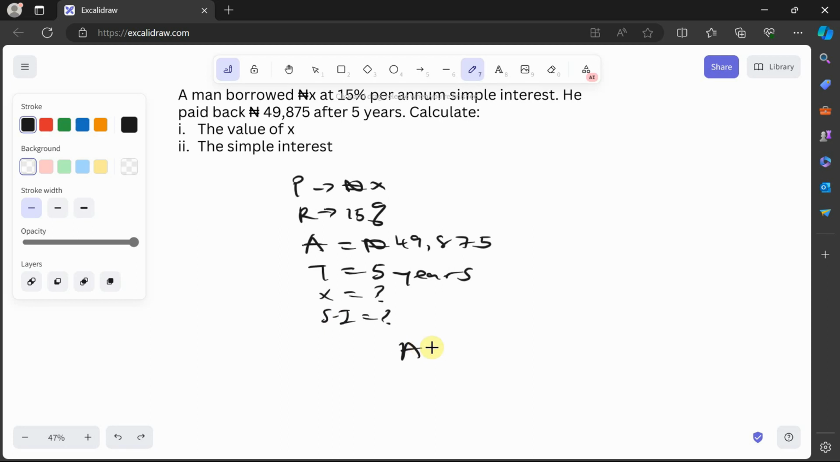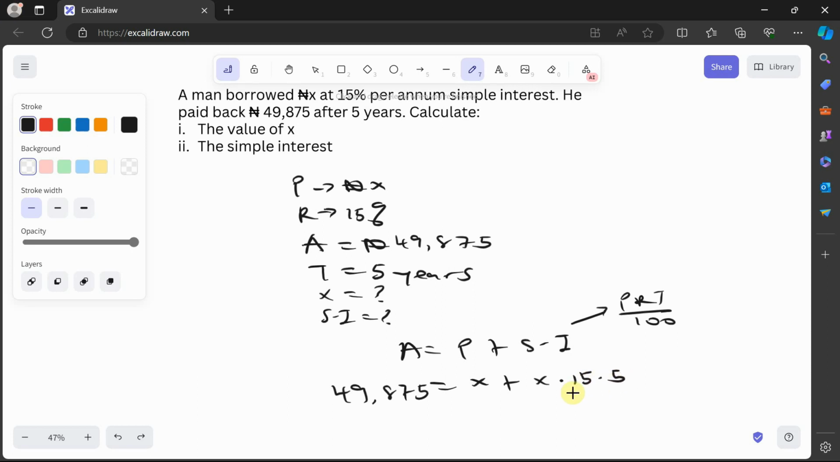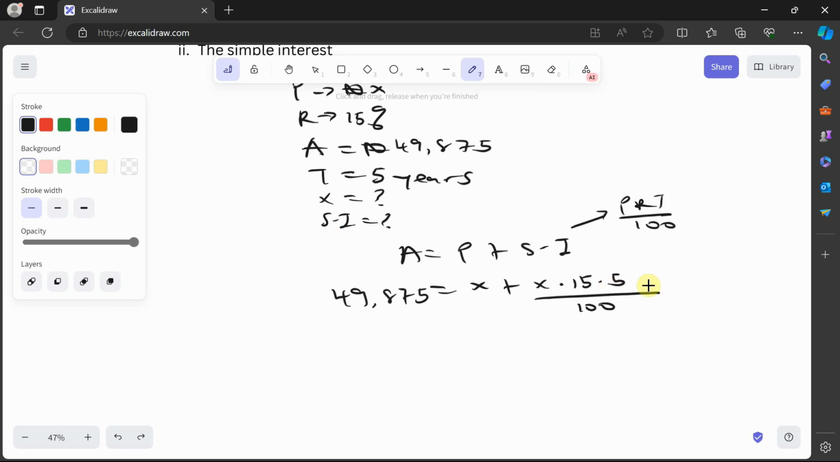We know that A is equal to principal plus simple interest, right? The principal here is X. The A here is 49,875. And the simple interest formula is PRT over 100. So this is PRT all over 100. Principal here is X multiplied by the R, which is 15, multiplied by the T, which is 5, all over 100. So 15 times 5, that will give you 75. 75 divided by 100, that will give you 0.75.